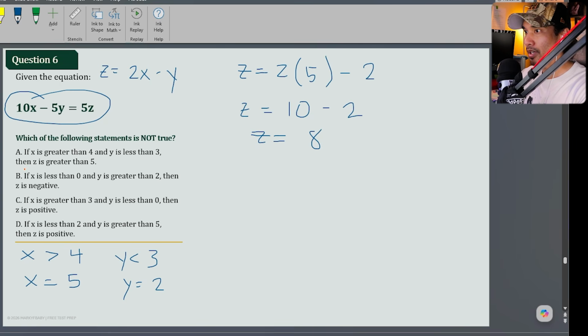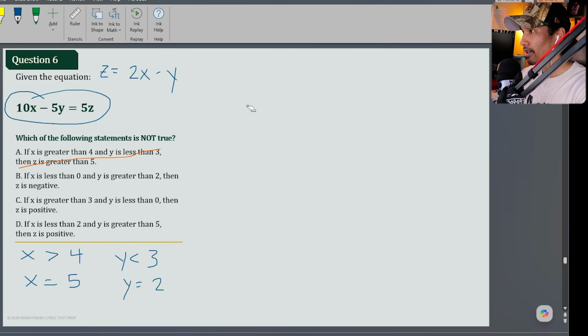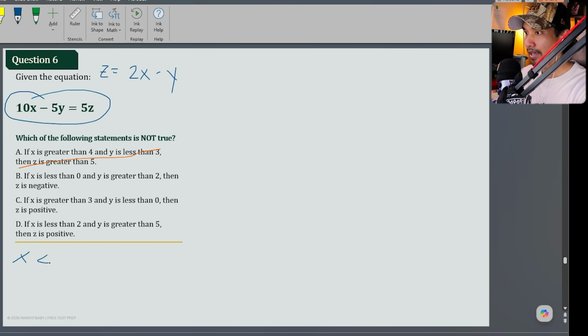Okay. Let's go ahead and cross this one out because this is true. We're looking for something that is false. So I am going to erase everything and let's go ahead and test answer choice B. Okay. So I have here, what do I have? Okay. If x is less than 0, so x less than 0.